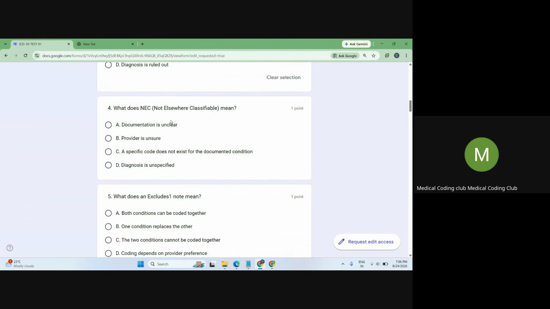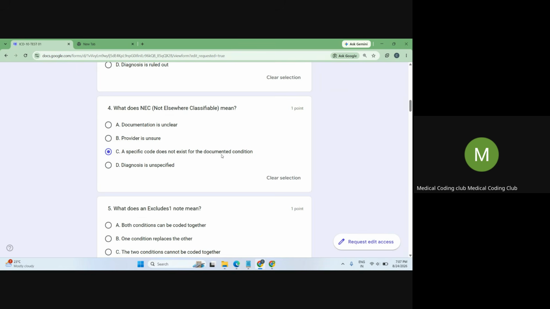Next, what does NEC stand for? NEC refers to not elsewhere classifiable, correct? So when do we use this NEC condition? A specific code does not exist for the documented condition. Correct. The specific code does not exist for a documented condition.